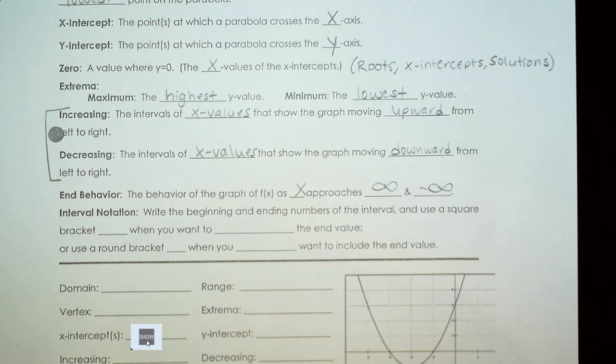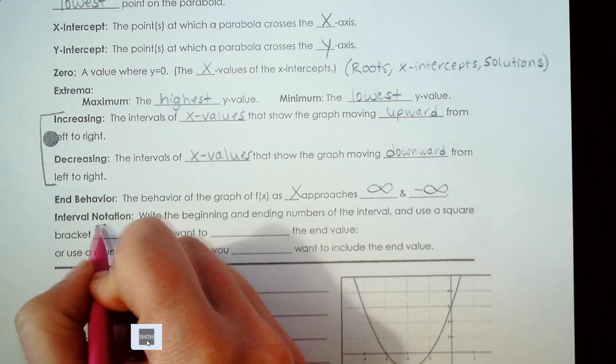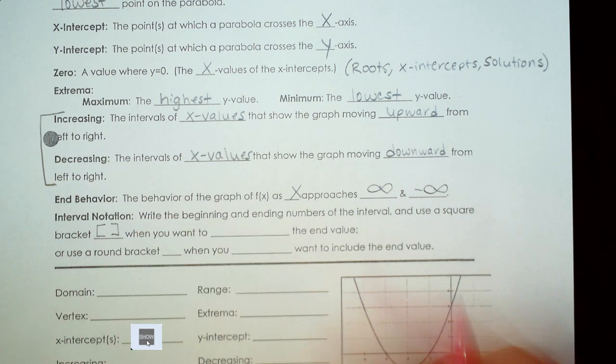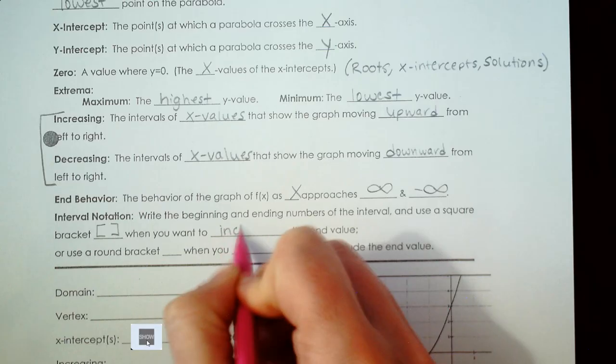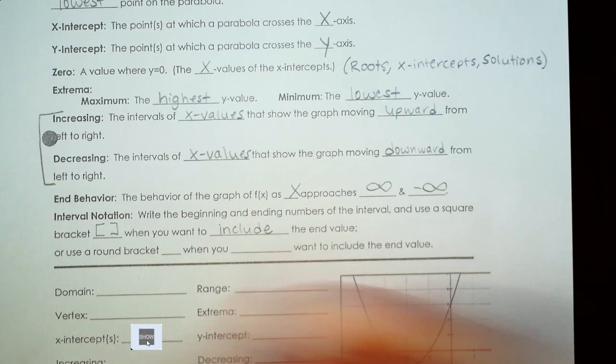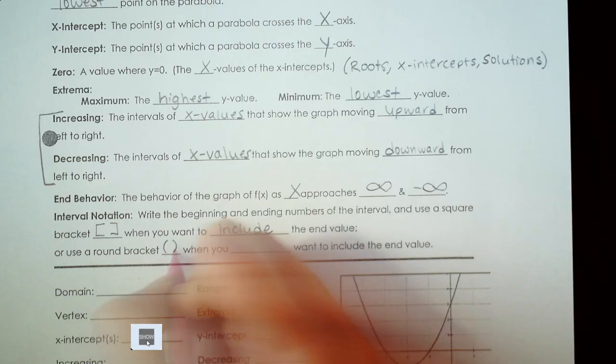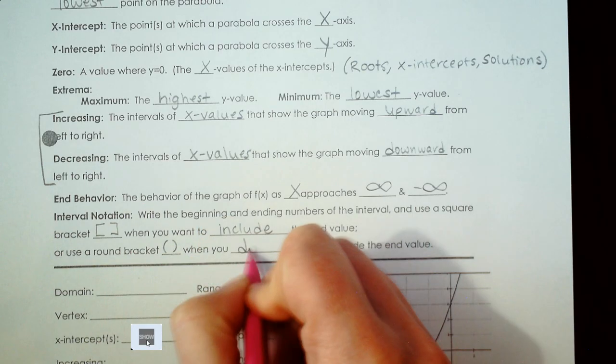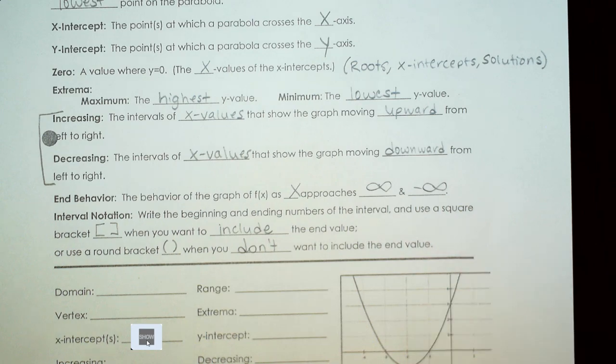We also talked a little bit about interval notation. So when you write the beginning and ending numbers of an interval, you use a square bracket that looks like this, when you want to include the end values, or you use round bracket or parentheses when you don't want to include the end values. So a little bit of review mixed in.